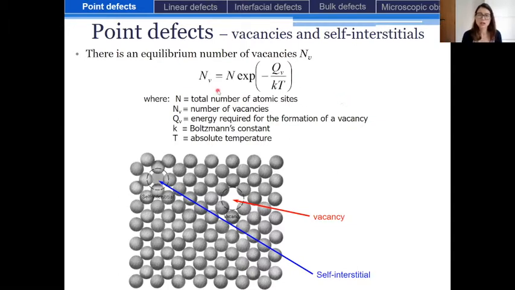So in this equation, the number of vacancies is equal to the number of atomic sites times exponential minus the energy required for the formation of a vacancy, divided by the Boltzmann constant times absolute temperature. And so if the temperature increases, this exponential will increase, and so the number of vacancies will increase exponentially. So you can make some calculations and compare, and so see the evolution of this number of vacancies.